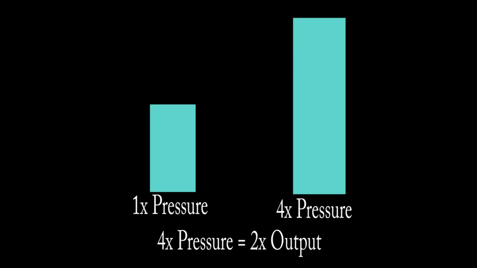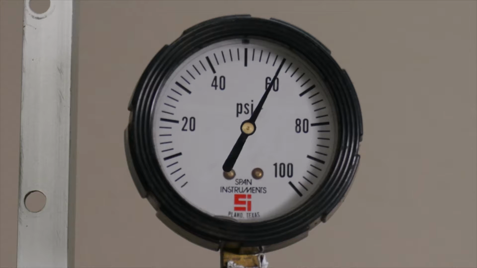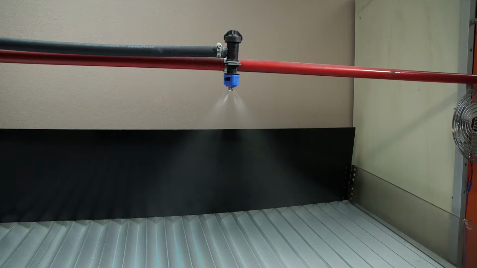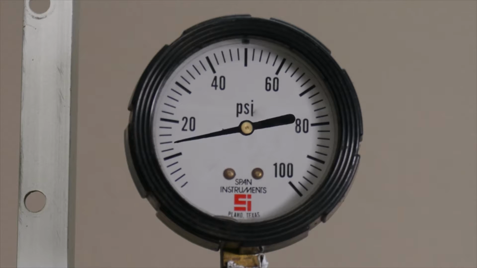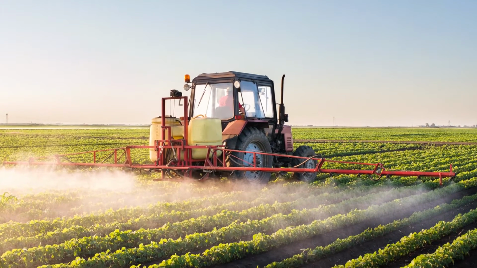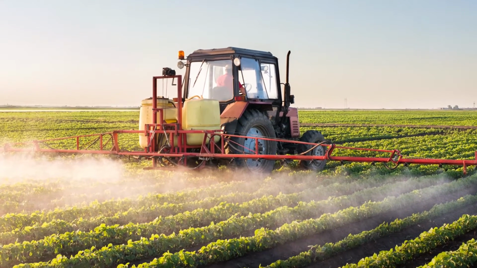By increasing pressure 4 times, the amount of water output from the sprayer essentially doubled. While increasing pressure increases the output volume, it also decreases droplet size. A pesticide label will typically recommend a droplet size and an appropriate range of pressures for application. These are important to maximize effectiveness of the pesticide.